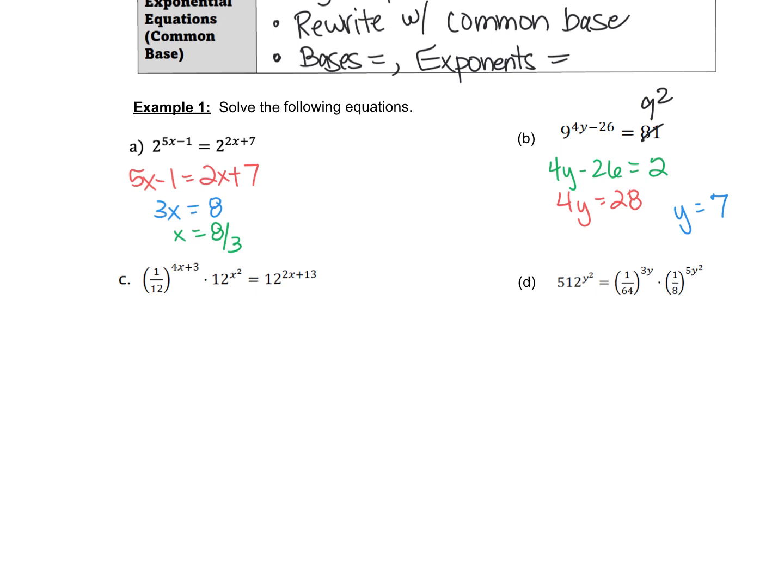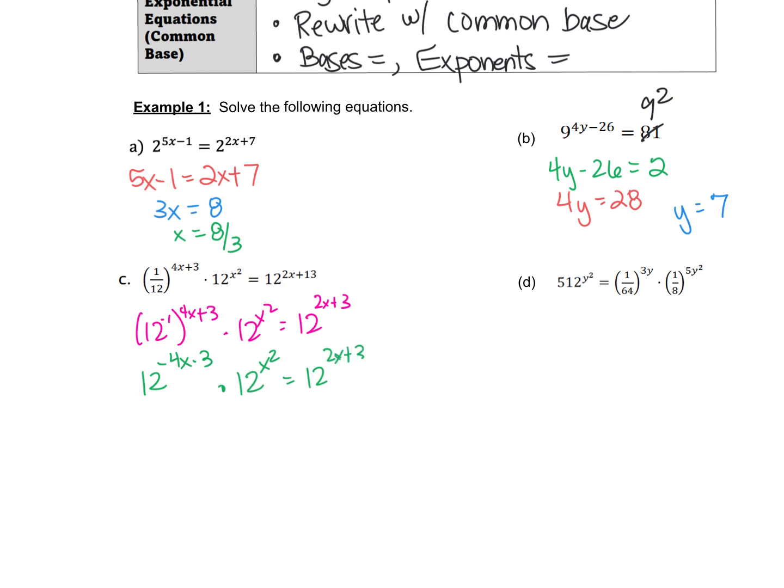Yeah, 1 over 12 is the same as 12 to the negative 1, times 12 to the x squared equals 12 to the 2x plus 3. Now with that negative 1, what's going to happen with negative 1 and 4x plus 3? They're going to multiply. When you have a power to a power, you multiply. So this is the same as 12 to the negative 4x minus 3 times 12 to the x squared equals 12 to the 2x plus 3.